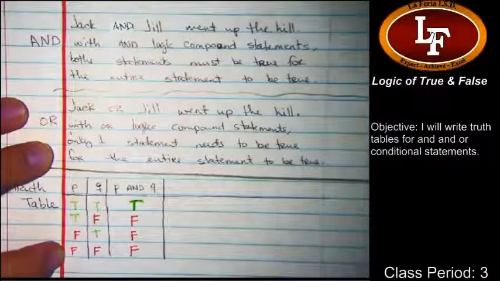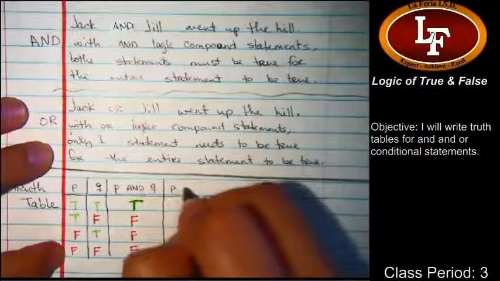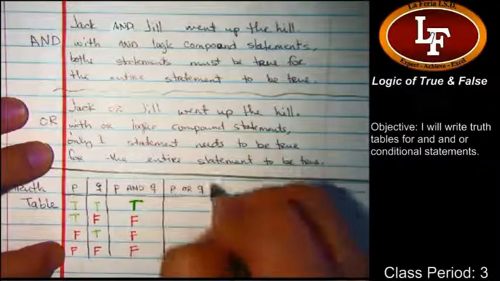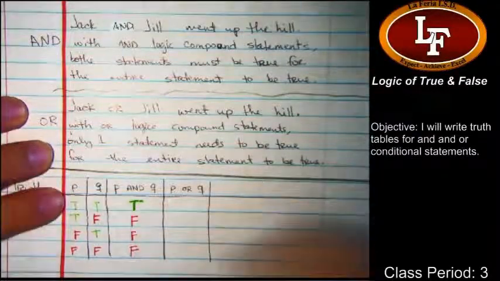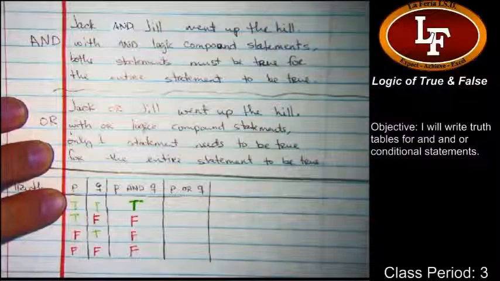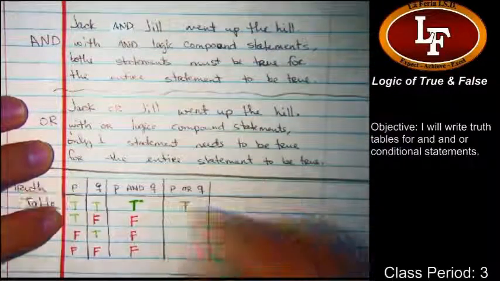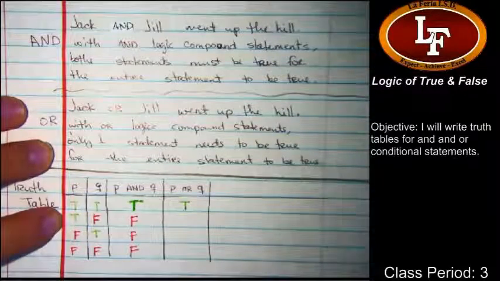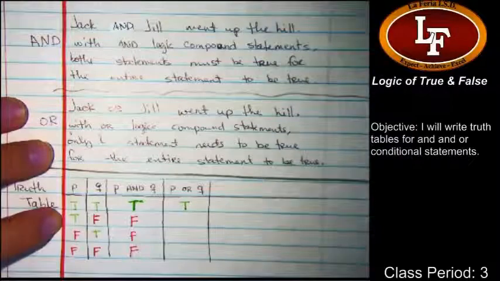Double false. All right, I'm going to try to trick you. We're going to do the OR. P is true, Q is true. P or Q is true. Oh, you're using or now. We're using OR. P is true, Q is false. P or Q is true.